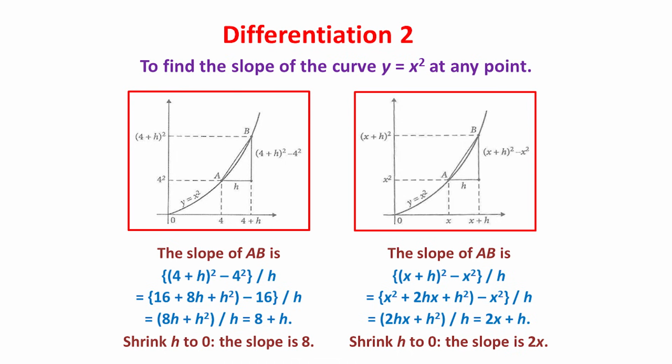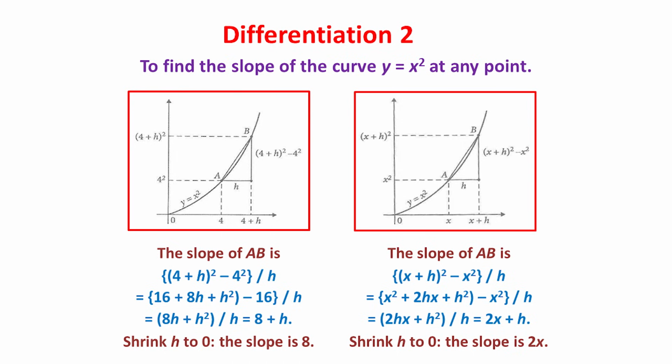To find the slope at a general point on this curve, our calculations are similar. Here on the left for reference are the calculations we've just seen for x equals 4, and on the right is the general case. Here, to find the instantaneous speed at any time x, we let A be the point on the curve at time x, and let B be the point at time x plus h, where h is small. Then the slope of AB is x plus h all squared minus x squared all divided by h.